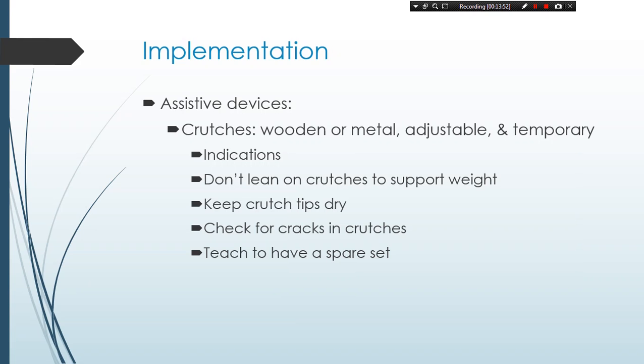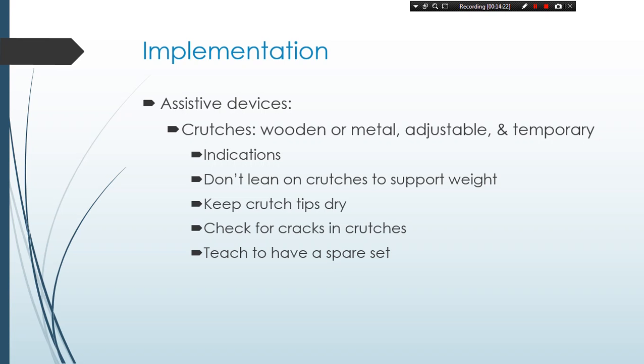Assistive devices: crutches, either wooden or metal, they're adjustable and they're temporary. These should be individualized to the patient. Typical injuries include sports or a fracture. They may use crutches. Make sure that your patients don't lean on the crutches and support their weight, as this can cause injury to the axilla nerve.